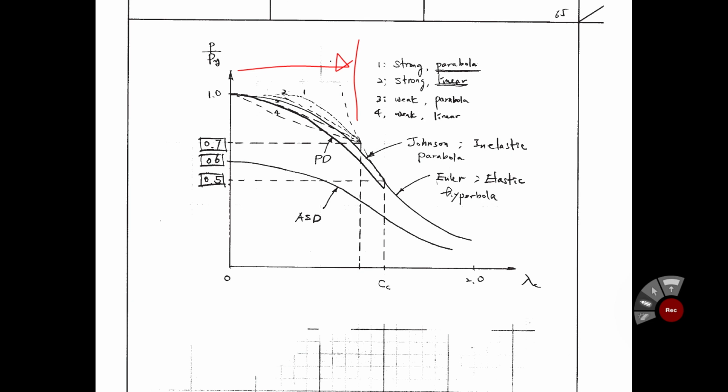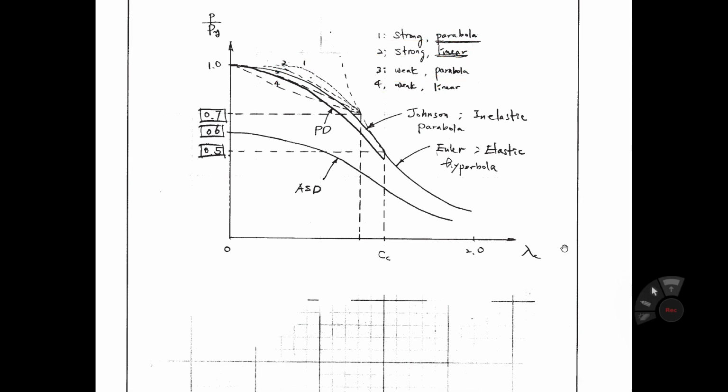This is inelastic column. Number 1, 2, 3, 4. Regarding strong axis, 1 and 2 are strong axis, 3 and 4 are weak axis. That is the residual stresses distribution. Parabolic, linear, parabolic, linear. So we get 4 different column curves, inelastic column curves. So we derive those equations.